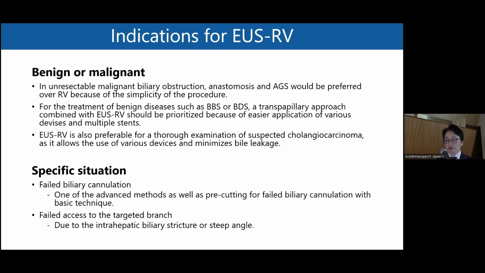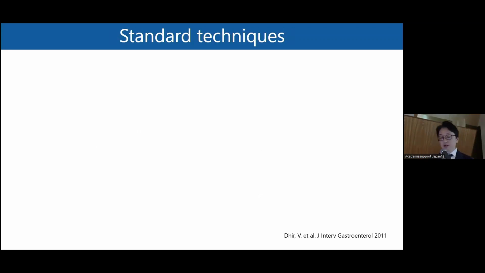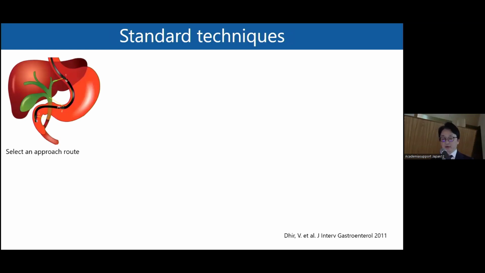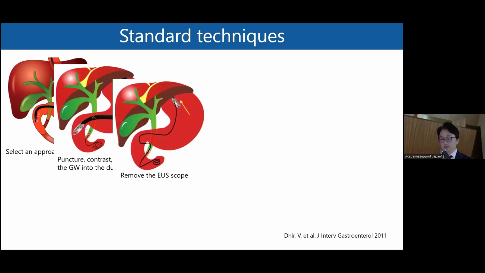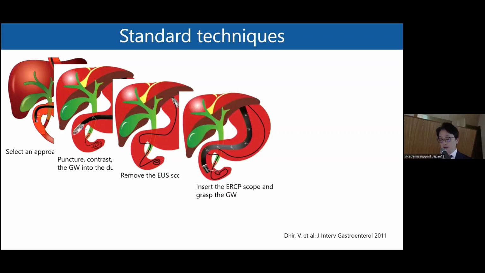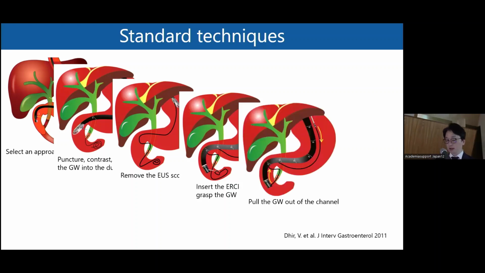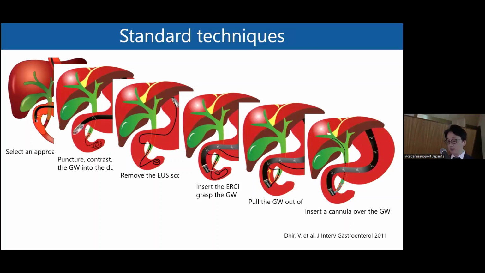EUS rendezvous is also preferable for thorough examination of suspected cholangiocarcinoma, as it allows the use of various devices and minimizes bile leakage. You can see the standard techniques. First, select the approach route. Next, puncture, inject contrast, and manipulate the guide wire in the duodenum. Then remove the EUS scope, insert the ERCP scope, grasp the guide wire and pull it out of the channel, and finally insert the cannula over the guide wire.